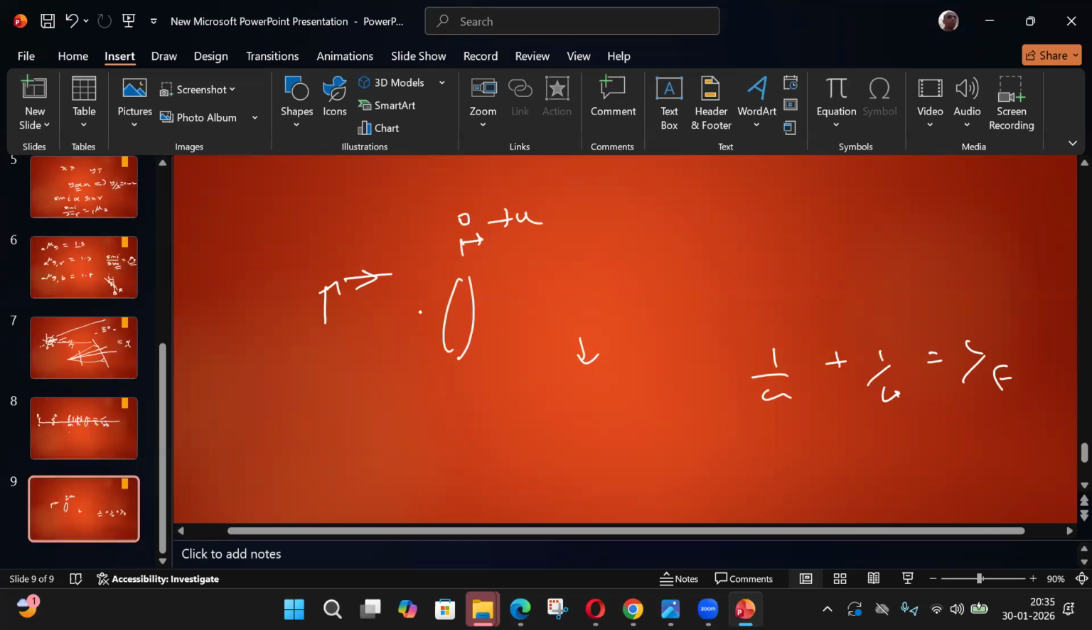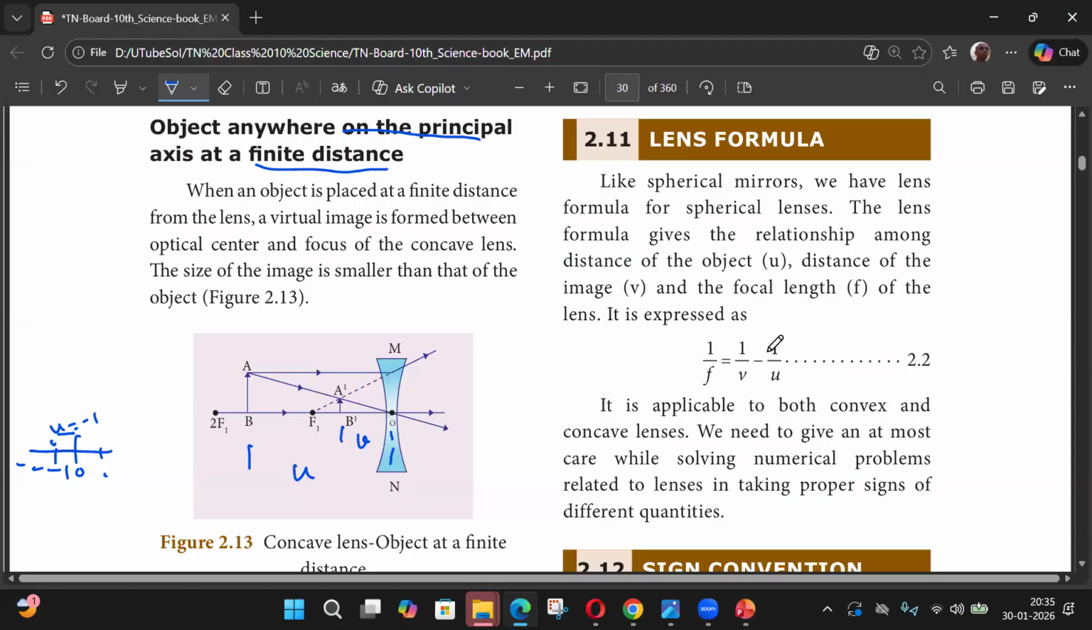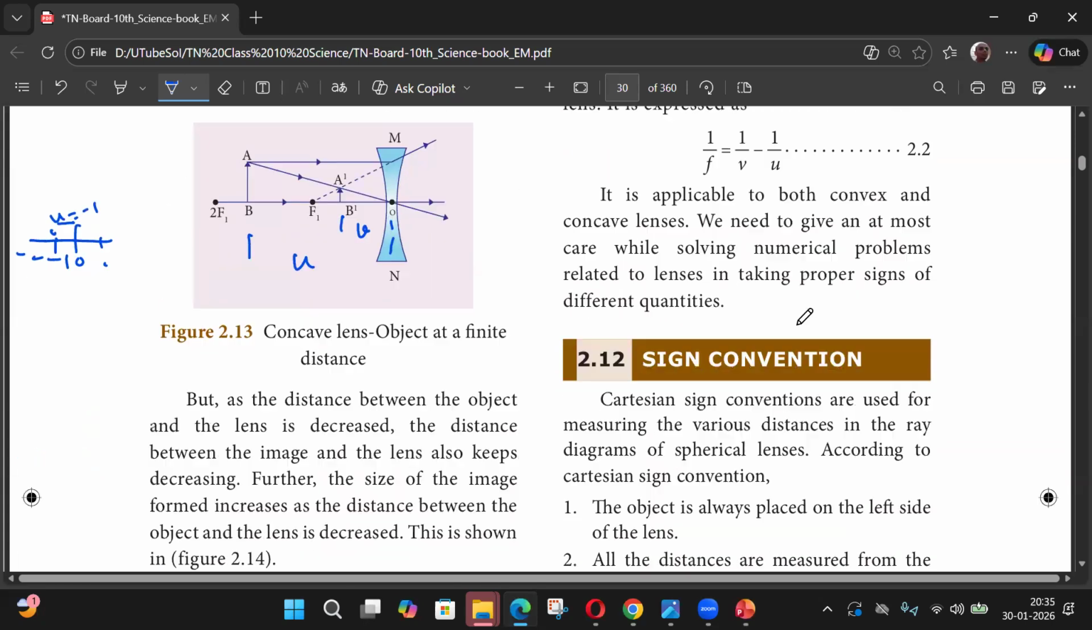U is negative here because of the left side. So to make it positive, put a minus sign with this one. And v is positive in this normal case. And the focal point is here, so the focal length is also positive. That's why the minus sign is with the u. You can remember this formula: 1 by u plus 1 by v, but I have put the minus sign with this u to make it positive. So this is the lens formula.